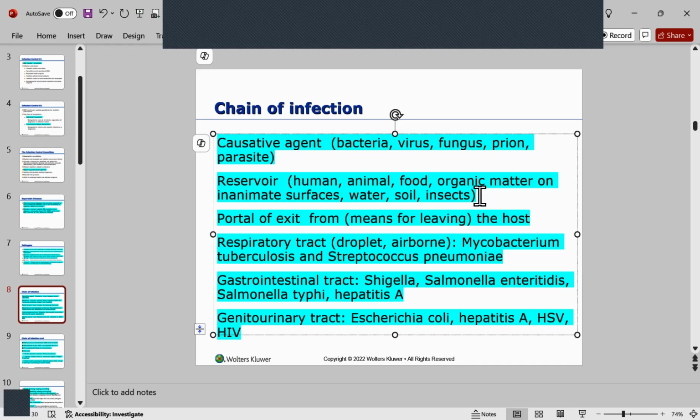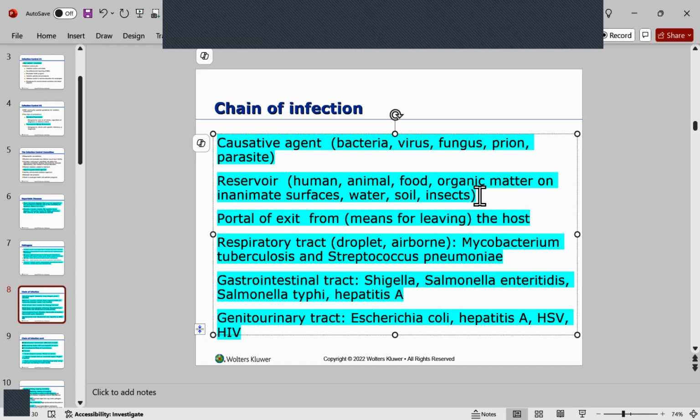And then once it leaves, what are the portals of exit? Well, could be the respiratory tract. In other words, one portal of exit is, for example, when someone coughs or sneezes, that's droplet or airborne, and that includes TB and pneumonia. Okay. Portal of exit could be your GI tract, right? Could be through your feces, right?